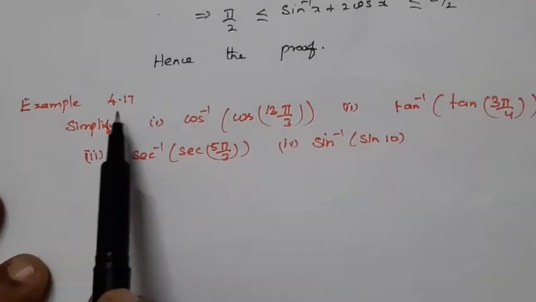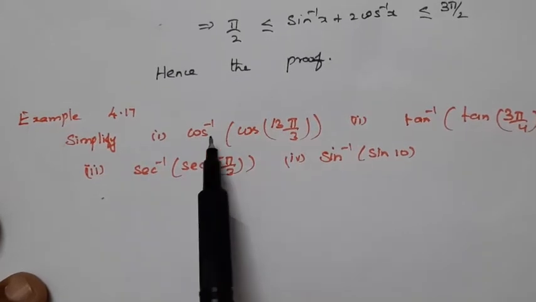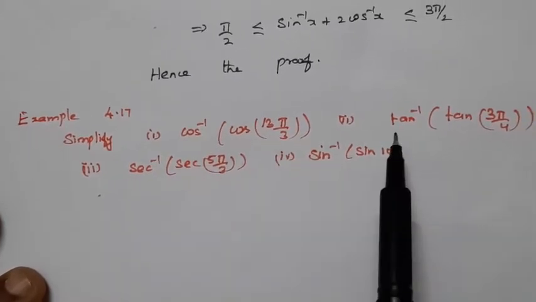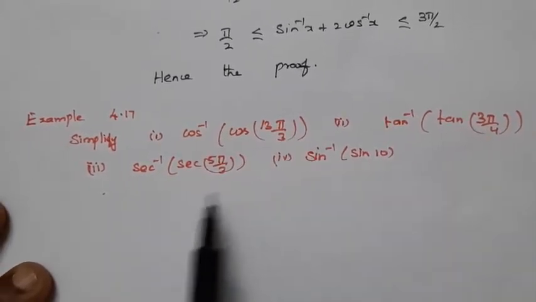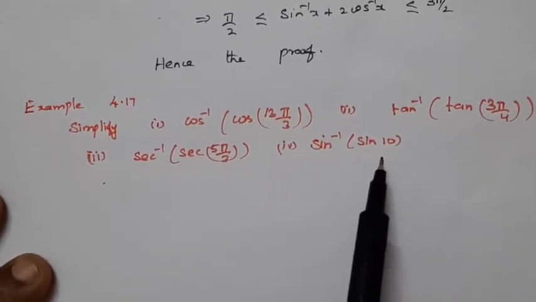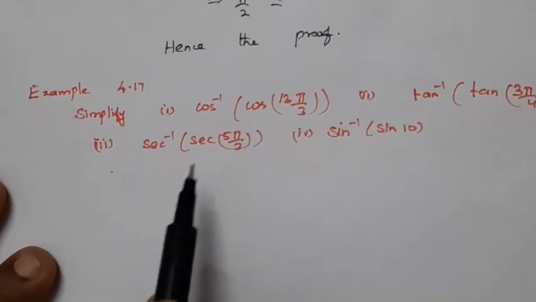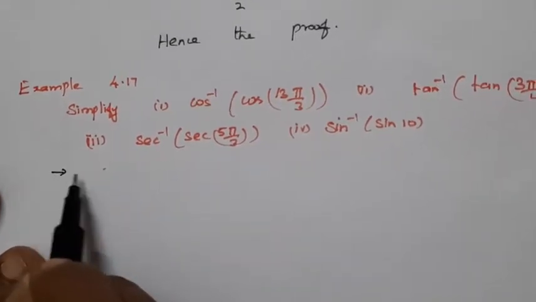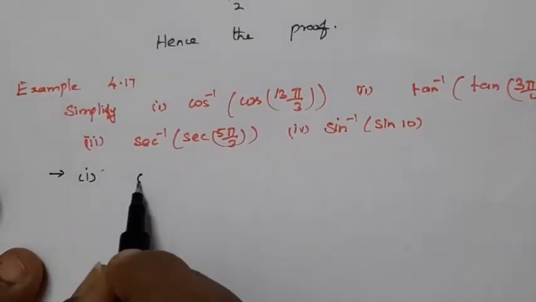Next example 4.17. Simplify cos inverse of cos of 13 pi by 3, tan inverse of tan of 3 pi by 4, secant inverse of secant 5 pi by 3 and sin inverse of sin 10. Okay. So, let us do this one by one. So, to start with, let us do the first one.